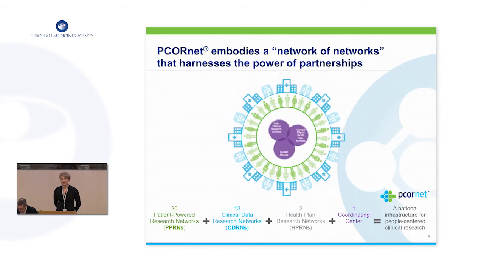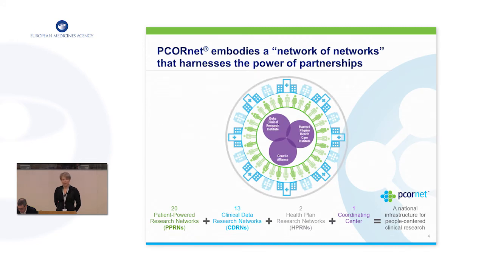Now, PCORnet is a network of networks. There are 20 patient-powered research networks that are part of PCORnet, and those patient-powered research networks range from, I would say, organized groups of patients around a specific disease or condition, to very sophisticated registries of patients, also connected to those patients, and the patients are involved, but very sophisticated data platforms and registries.